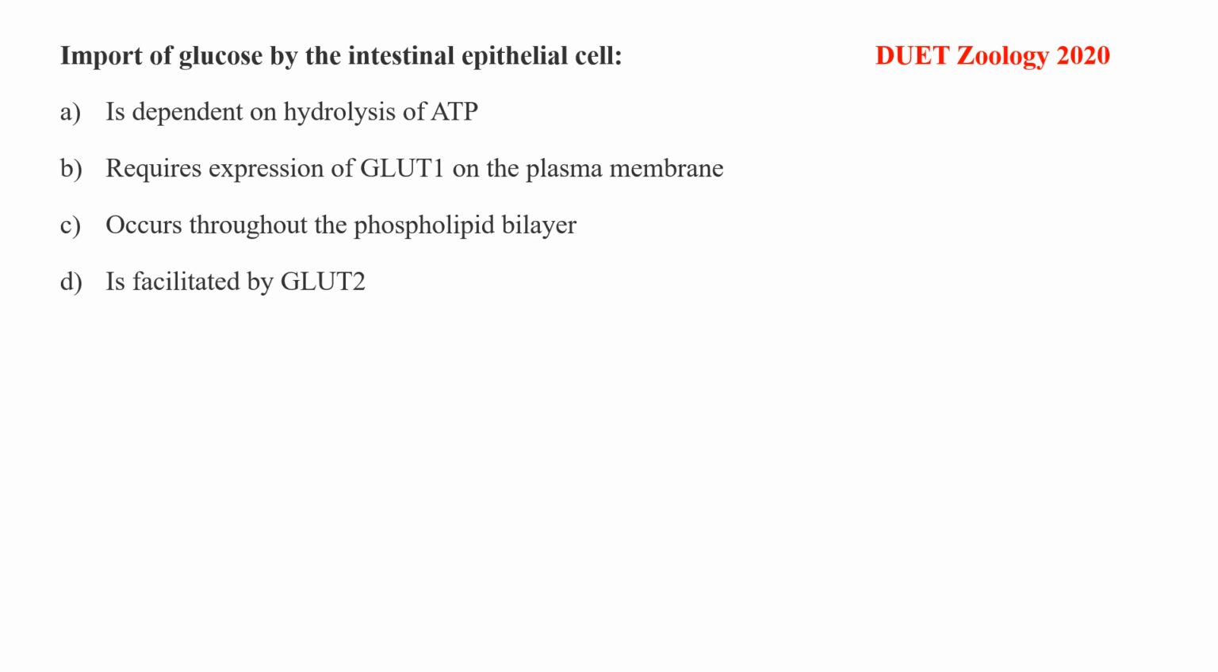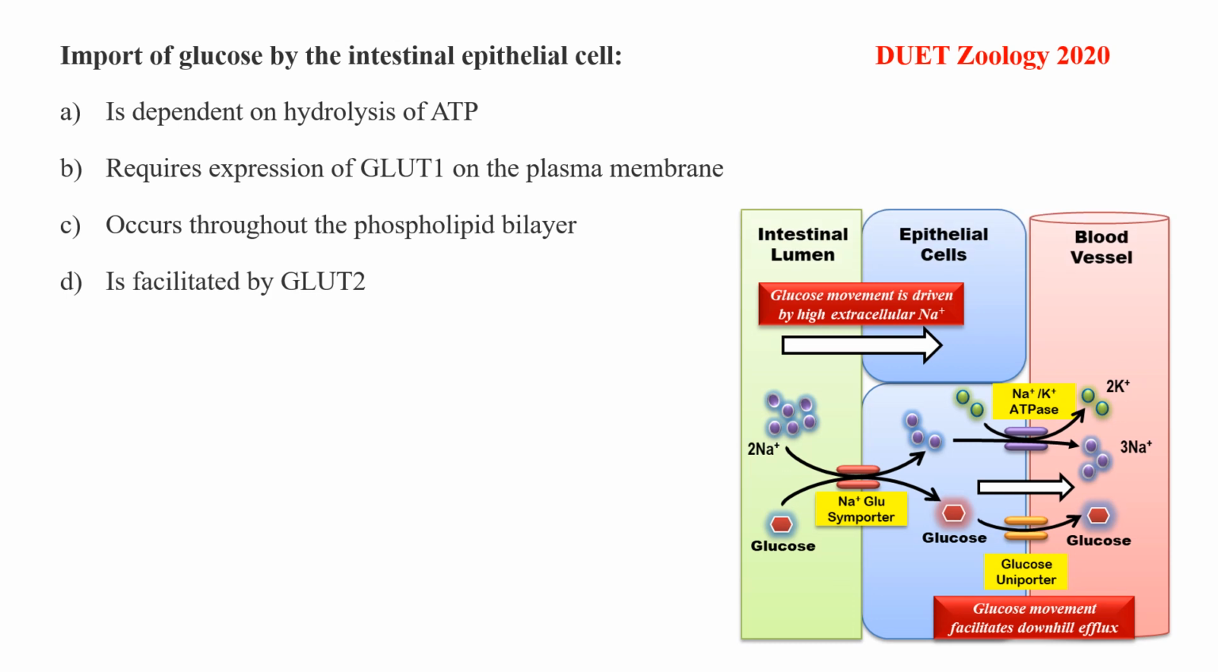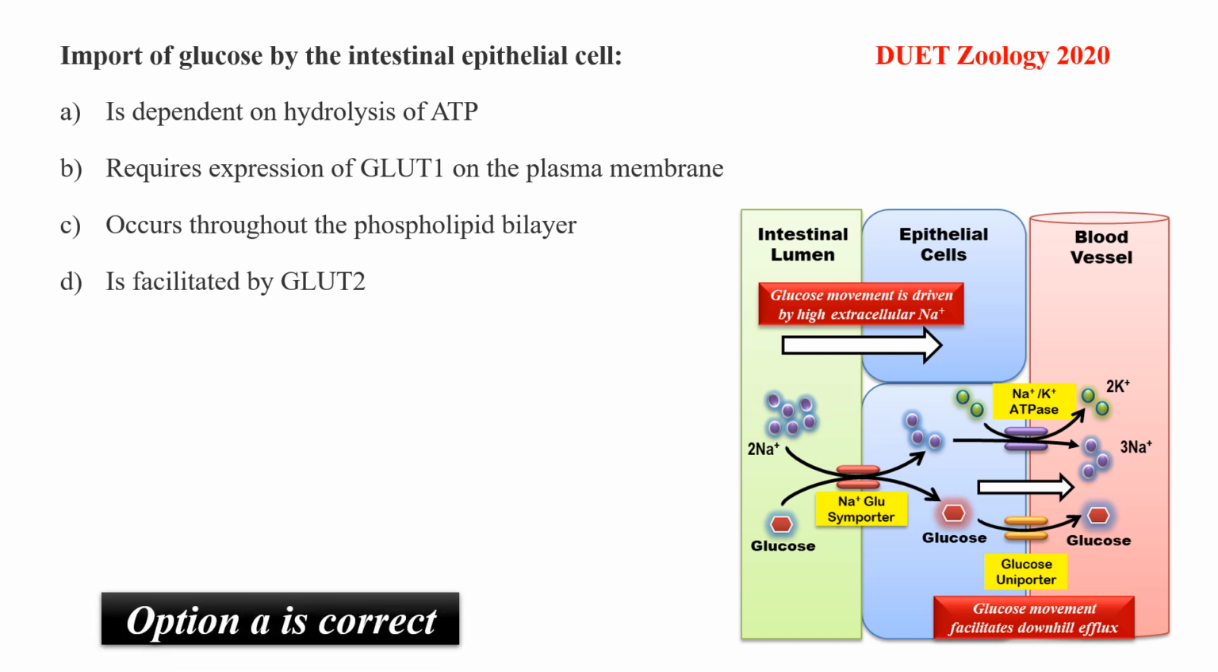Import of glucose by the intestinal epithelial cell is dependent on hydrolysis of ATP, requires expression of GLUT1 on the plasma membrane, occurs throughout the phospholipid bilayer, or is facilitated by GLUT2. We have just discussed in the previous question that the import of glucose by the intestinal epithelial cell is heavily dependent on the hydrolysis of ATP, which ensures the working of sodium potassium ATPase. So option A is the correct answer.